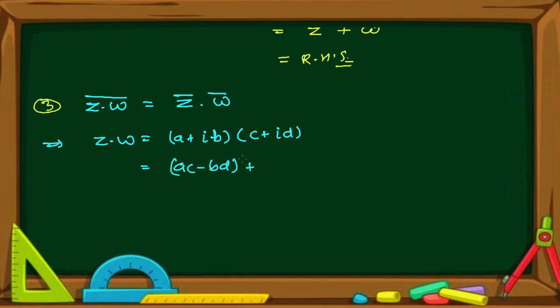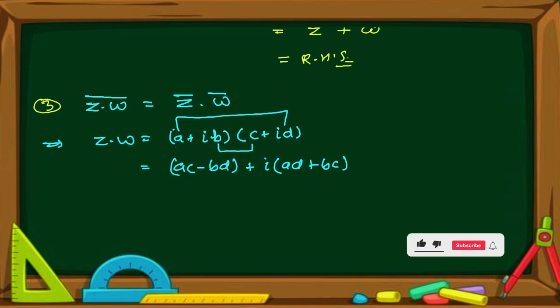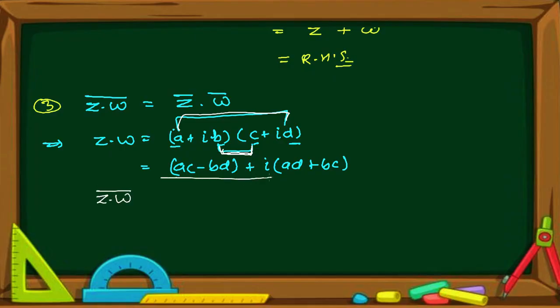Plus i times x1 y2, that is AD, or you can say the terminal parts, plus the middle parts, BC. This is simply the multiplication of two complex numbers. I hope you remember this. First it's x1 x2 minus y1 y2, and then plus i times the terminal parts plus the middle parts, including the i. This is the product.